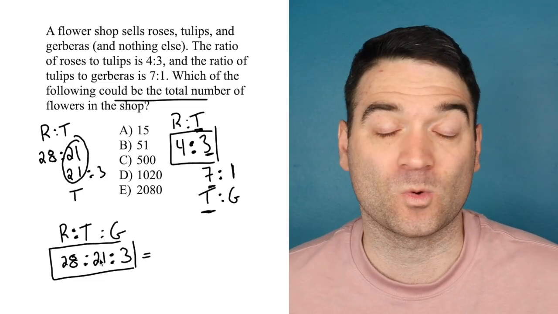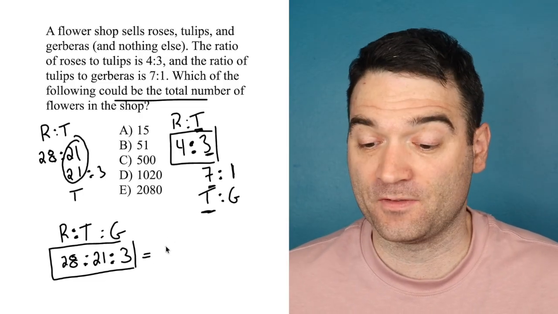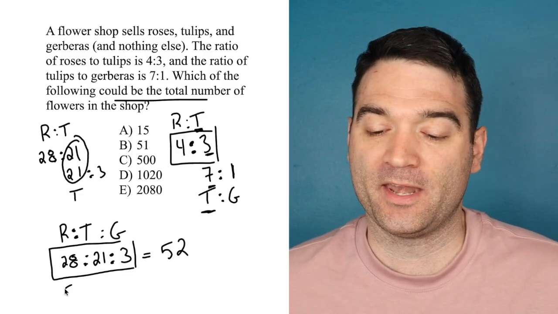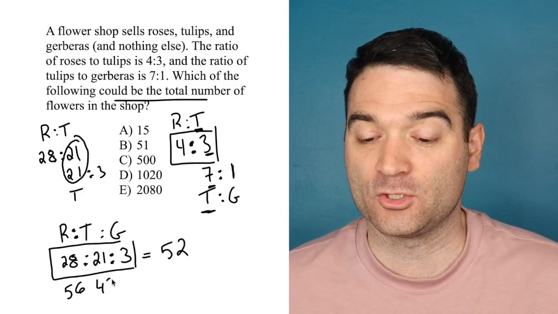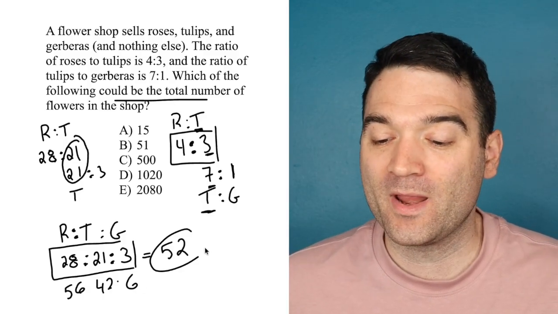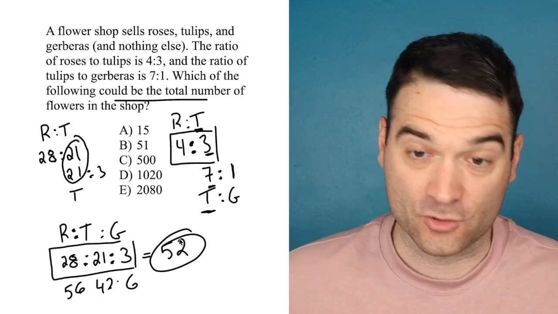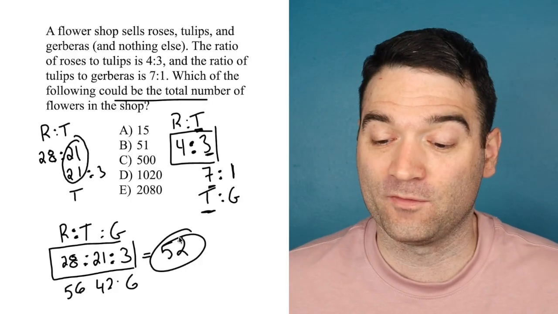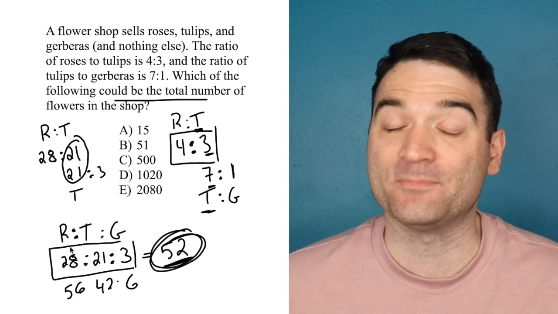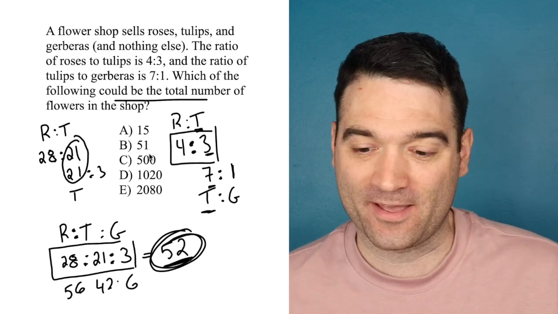Well, 21 plus 28 is 49, plus 3 is 52, right? What if I had 2 of each? Well, then it would be 56 to 42 to 6, and then it would be 104. The point is that whatever number of whole flowers I have in the shop has to be a multiple of 52, because I can keep scaling this up. So I can just go down the list.